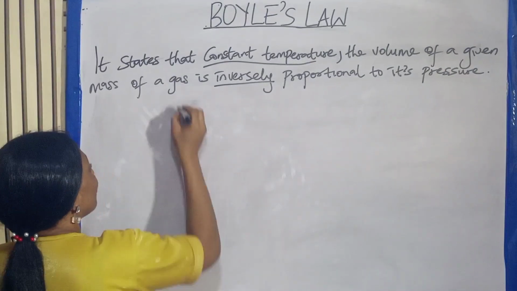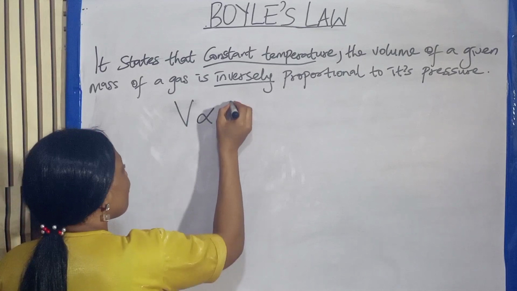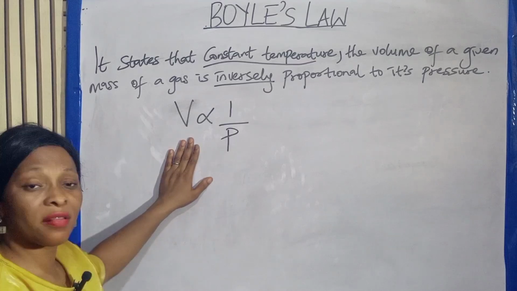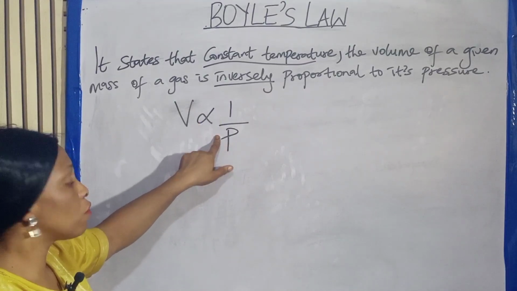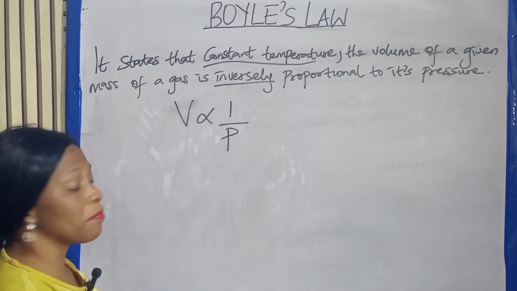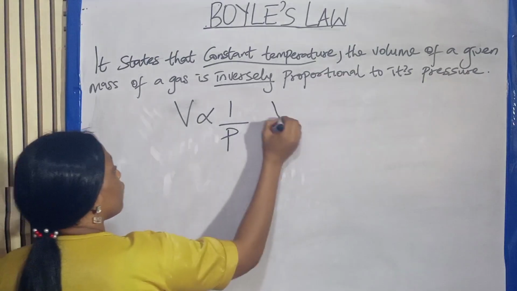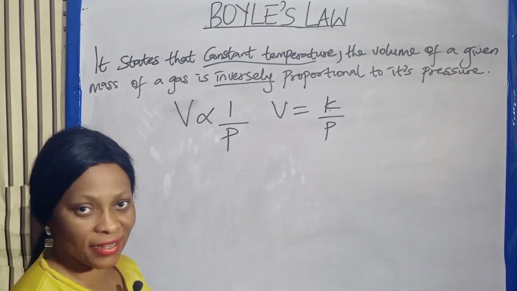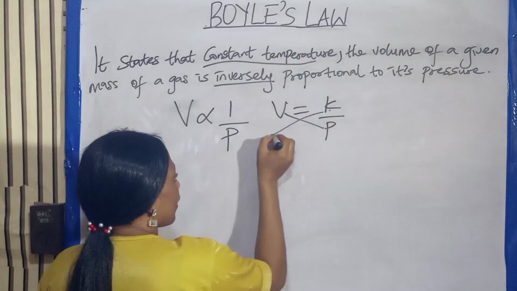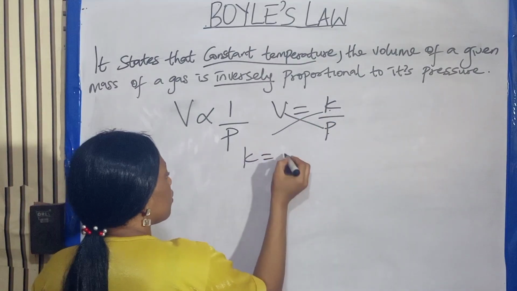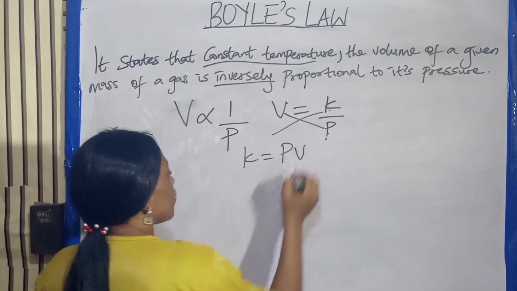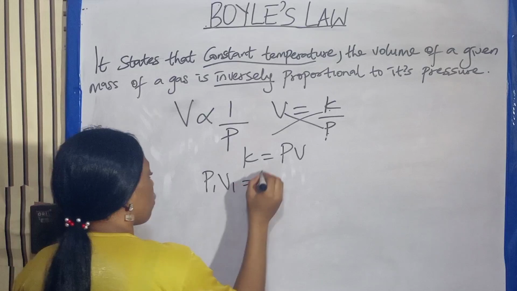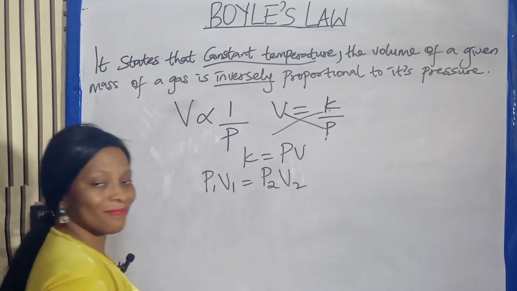It means that the volume of a given mass of a gas is inversely proportional to its pressure. So this is how to express it mathematically. So what does this mean? This means that V is equal to K over P, where K is the constant of proportionality. Then cross multiply. This will be K is equal to PV. So this is how we arrive at the formula that states P1 V1 is equal to P2 V2.